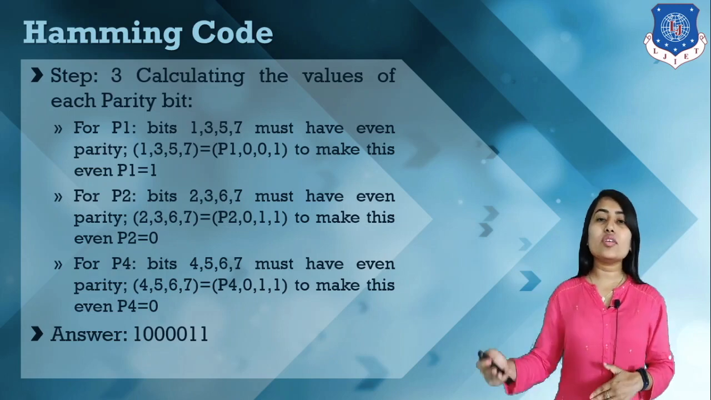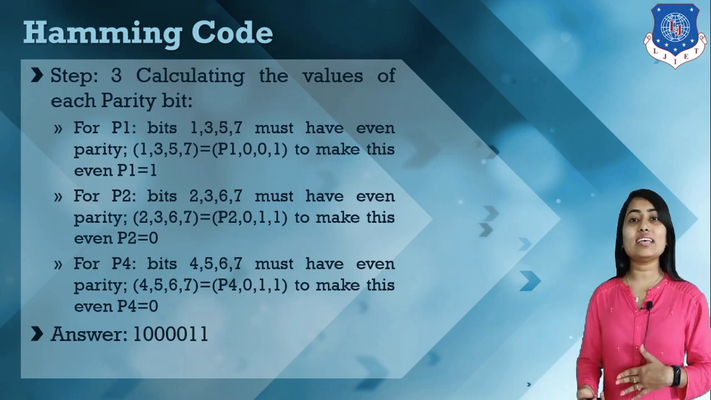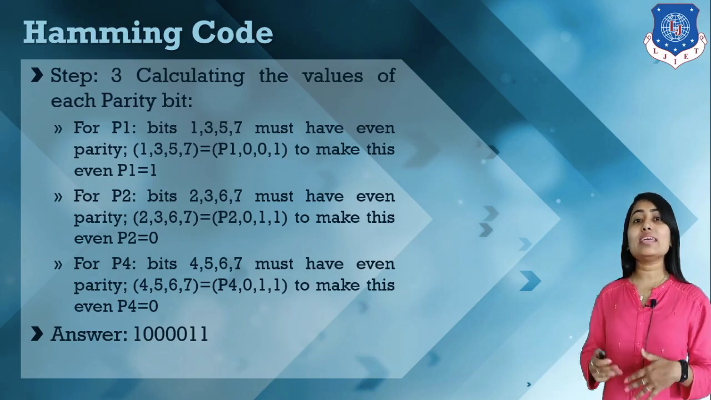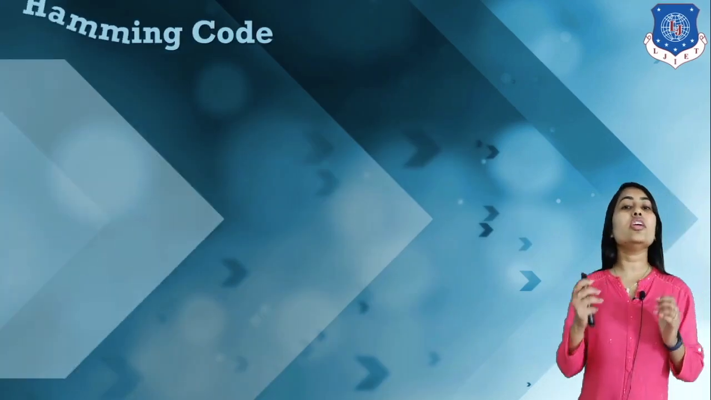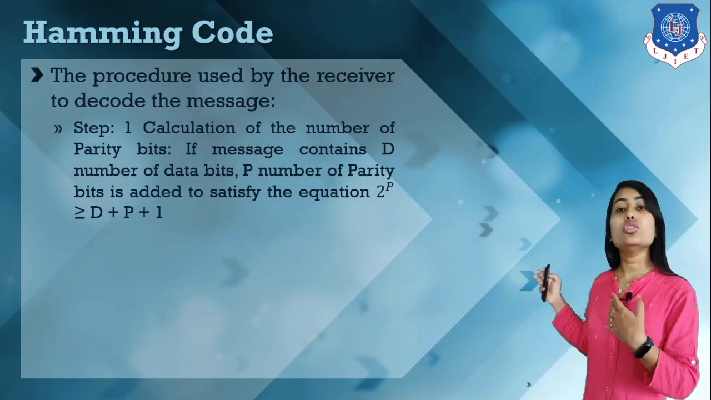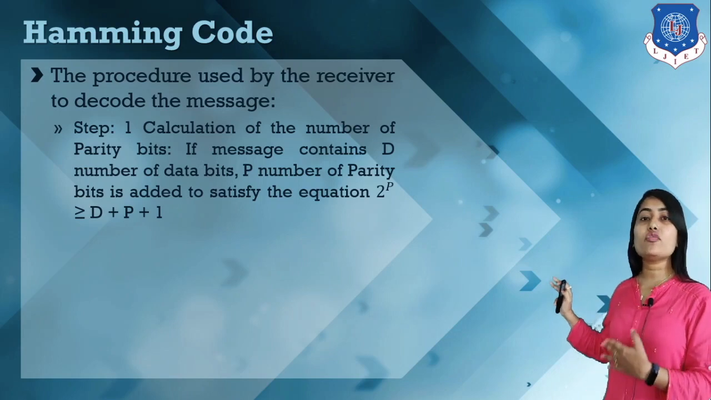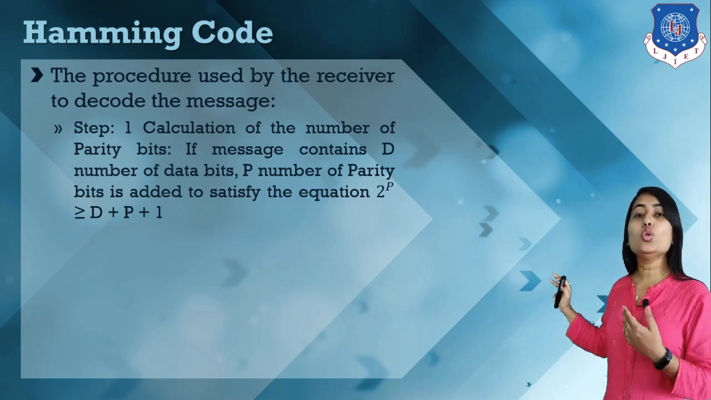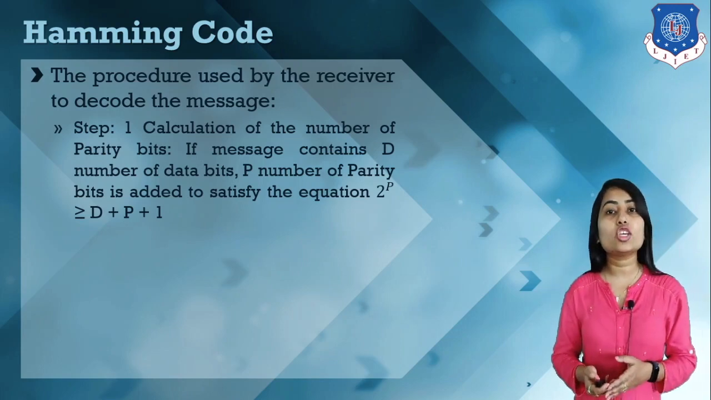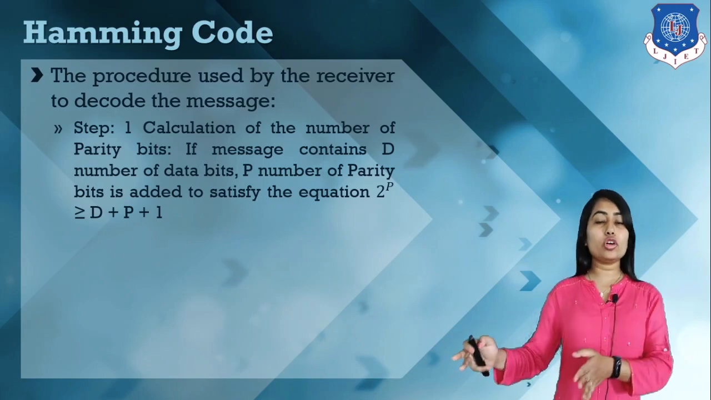Now how can the receiver decode this message, identify if any error occurred, and correct the error? Let's check the procedure followed by the receiver for error correction, or to locate the erroneous digit. Step number 1: first we have to calculate how many parity bits and how many message bits there are.